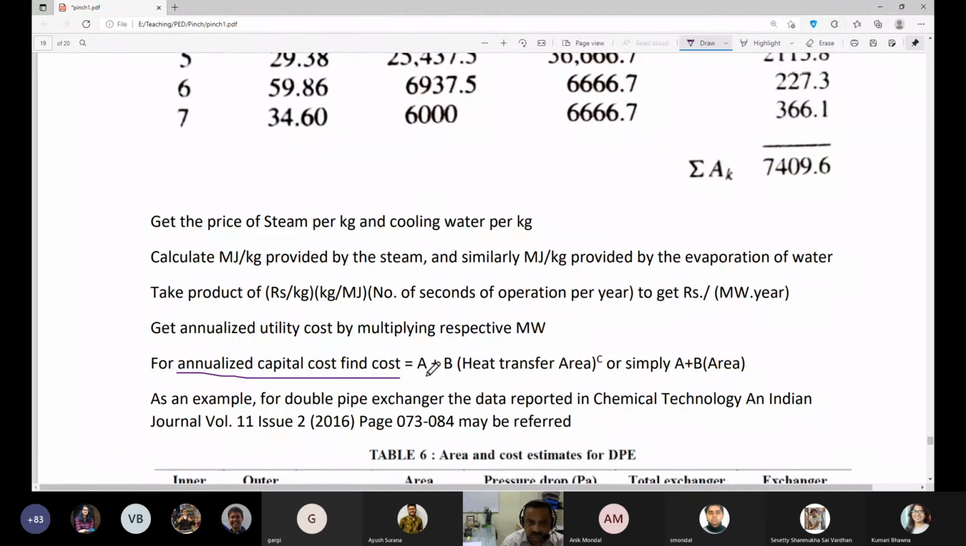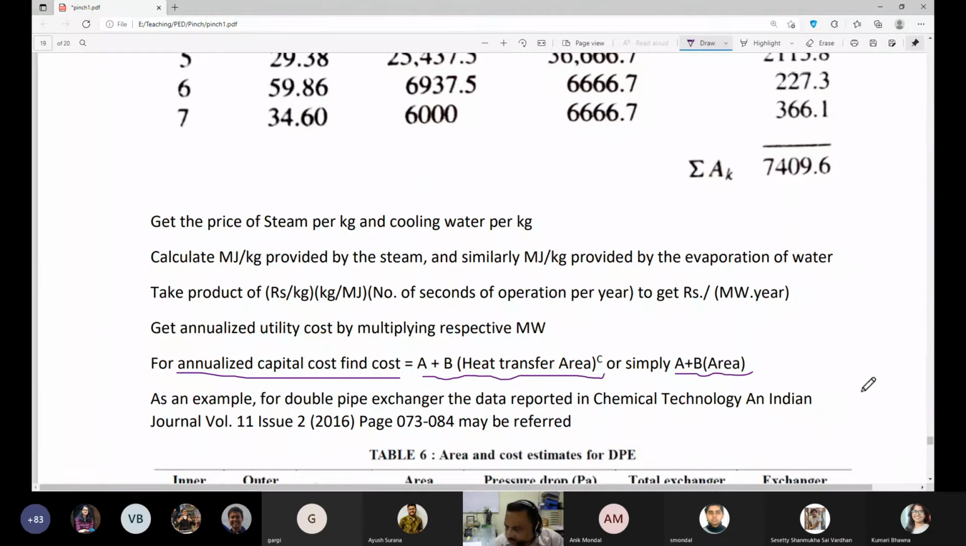So typically, first of all, if you leave out the interest part, if you just think of how the cost changes with the heat transfer area, it is common to write it as A plus B times heat transfer area to the power C. This is how you can write the cost figure, where of course you need the values of A, B and C. Or there is a simplified way to write simply A plus B into area, treating C as one. Okay, so one can do that.